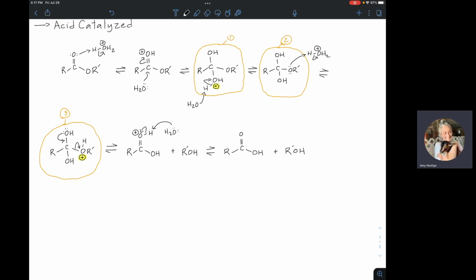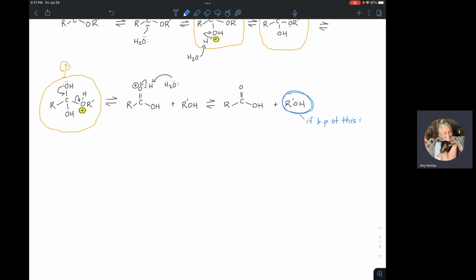Or also by Le Chatelier's principle, if the boiling point of the product alcohol, this thing right here, is significantly lower than that of other reaction components, it can be removed by distillation.